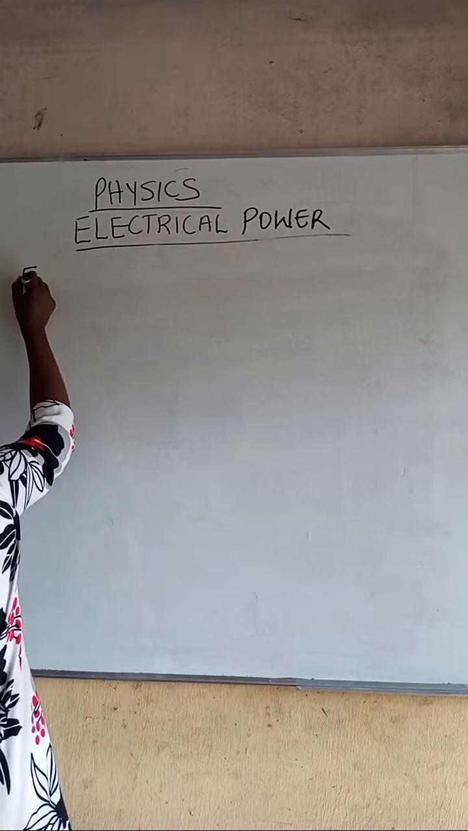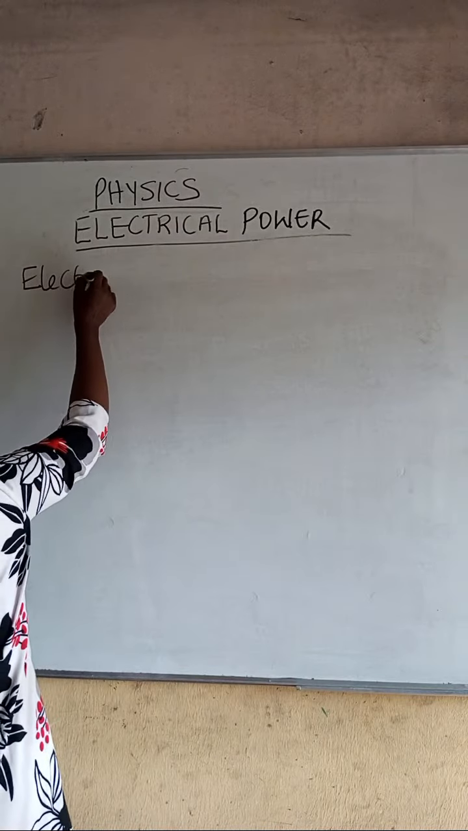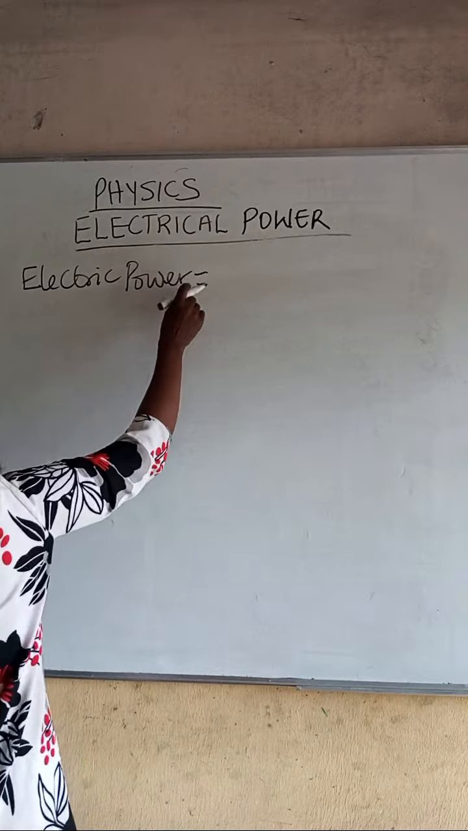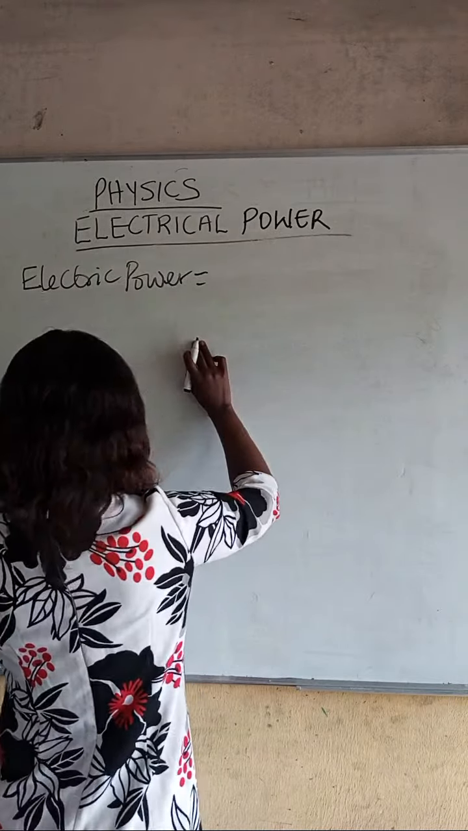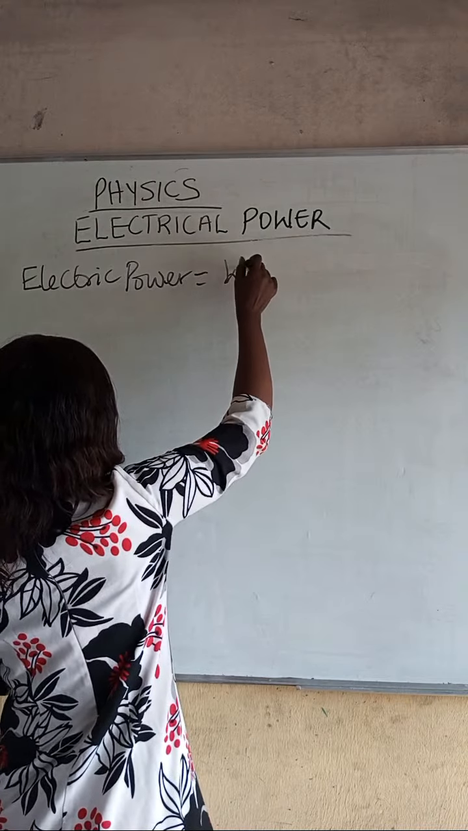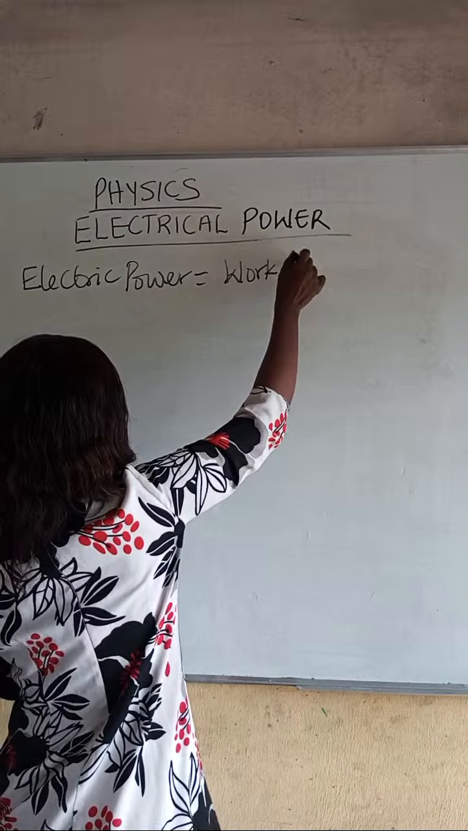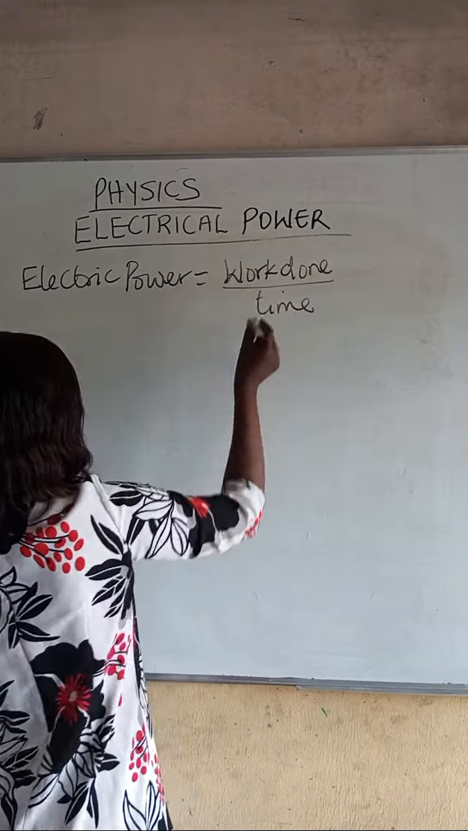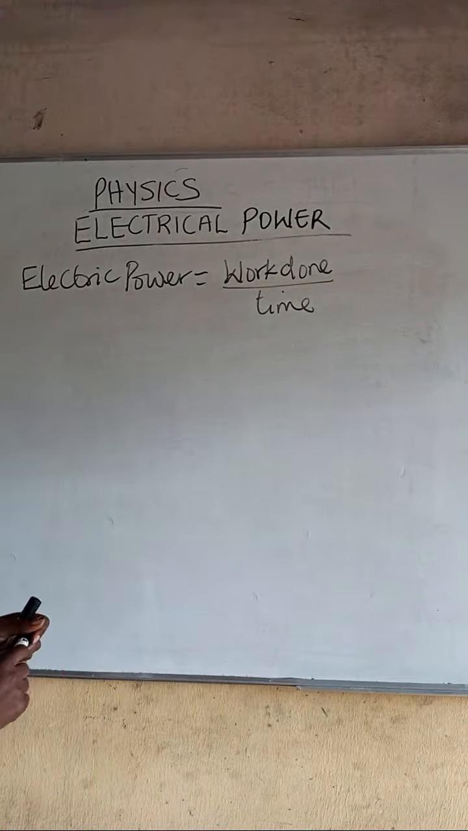Now, electric power is equal to rate of work done. I will say this is electrical work done over time. Now, what is electrical work done?